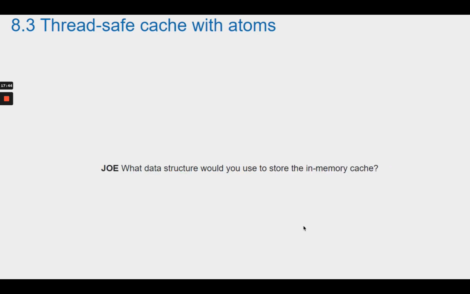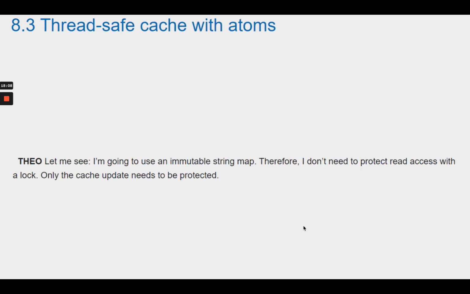Joe, what data structure would you use to store the in-memory cache? Theo, probably a string map where the keys are the queries and the values are the results from the database. Tip: it's quite common to represent an in-memory cache as a string map. Joe, excellent. Now, can you write the code to cache database queries in a thread-safe way using a lock?